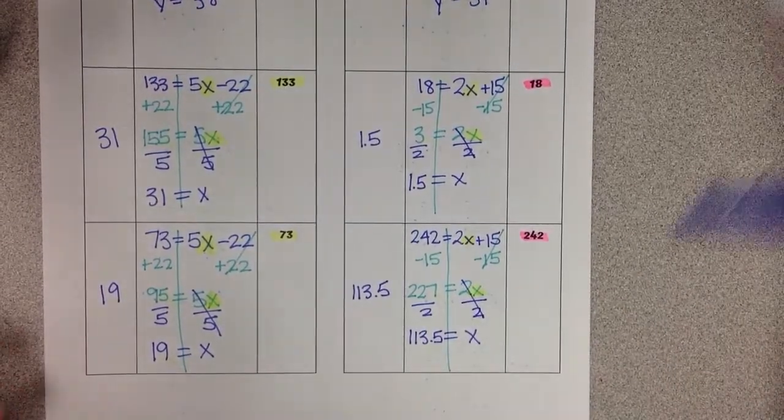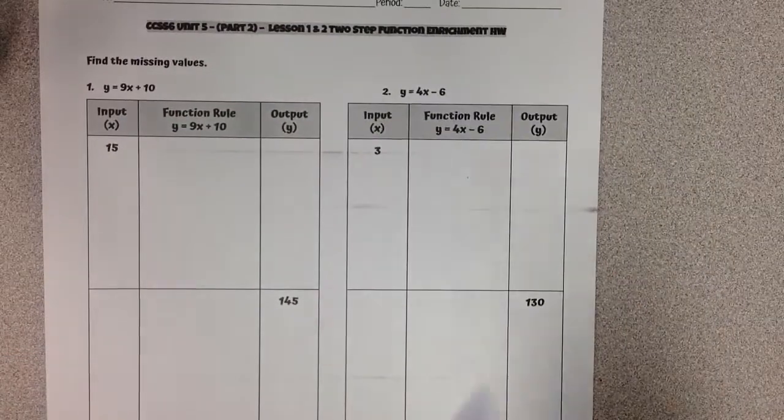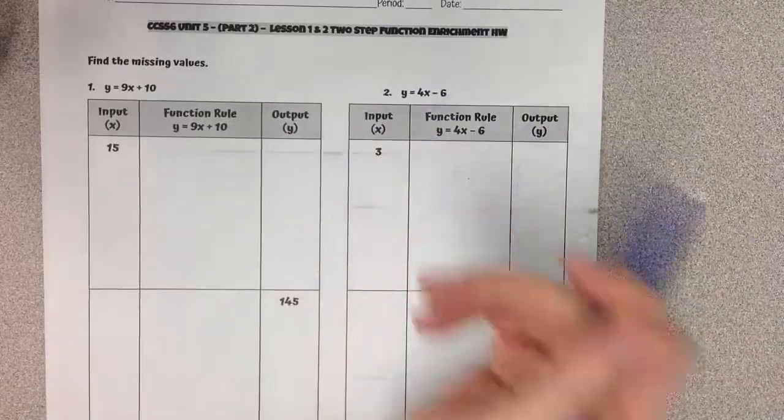There's no U-try for this, so just go ahead and start working on the attached one- and two-step function enrichment homework.